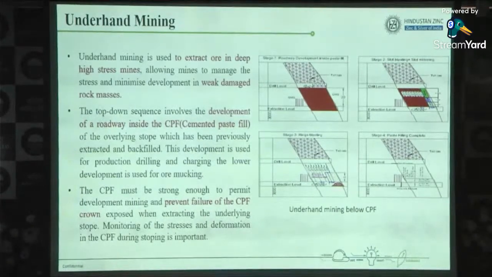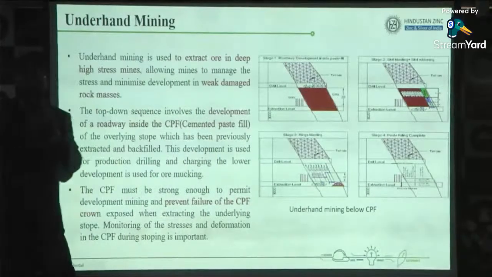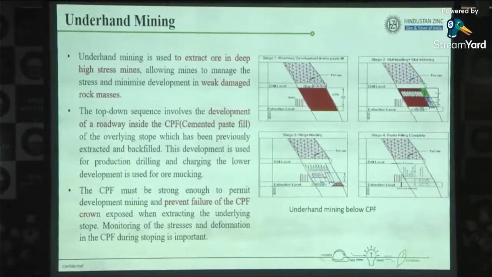So sir, suppose this is my backfill area. First we are doing development inside the paste fill. You can see this drive. This drive we are making in the paste fill. For that we require a certain amount of strength of the paste fill. So the good thing is there.